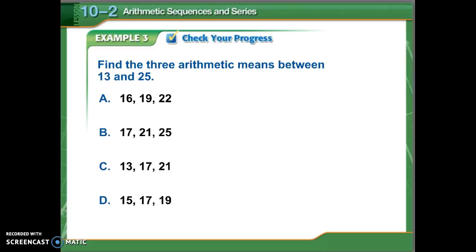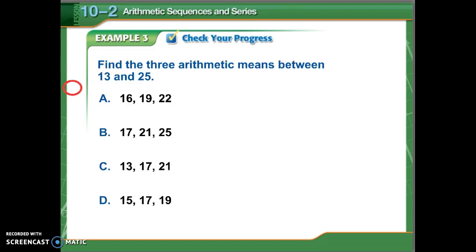Here's one to try on your own. Go ahead and pause the video. We're going to show the answer on the next screen now. We see an answer of A, 16, 19, 22.